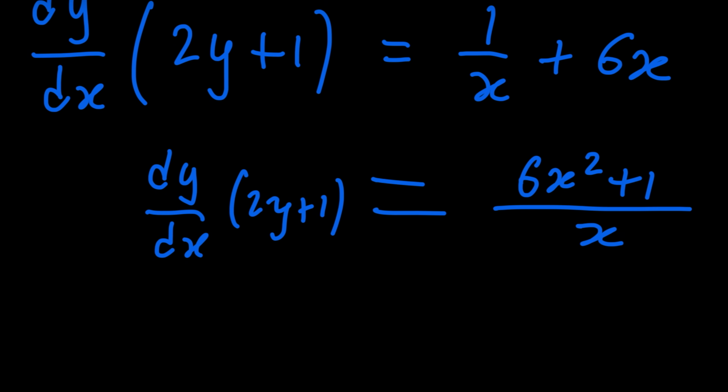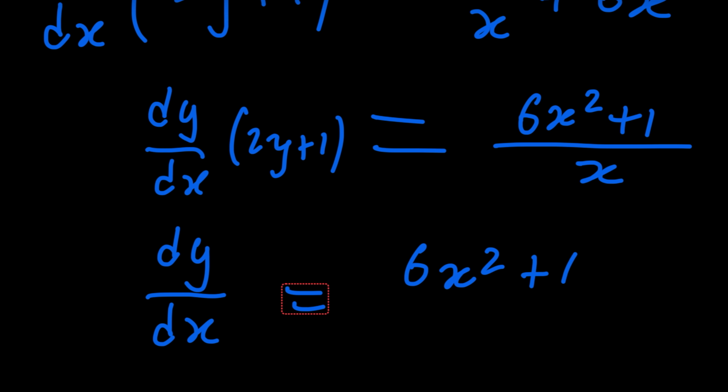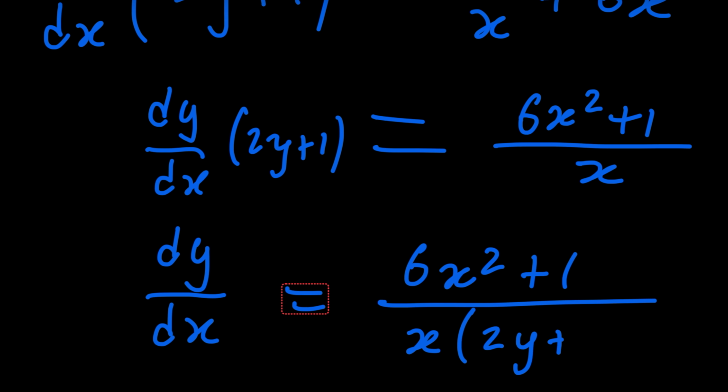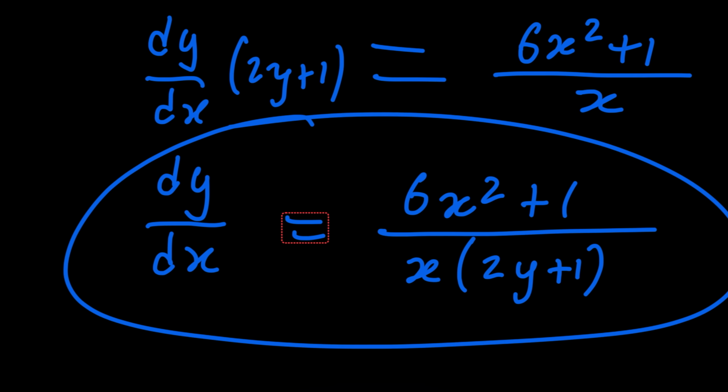And then what we got to do is we got to divide both sides by 2y plus 1, so we can isolate dy over dx. So we got dy over dx is equal to 6x squared plus 1 divided by x times 2y plus 1. And that right there is the derivative of our function. And what this basically means is if we plug in any value of x and y into this function, we can get the slope of that function at any given point.